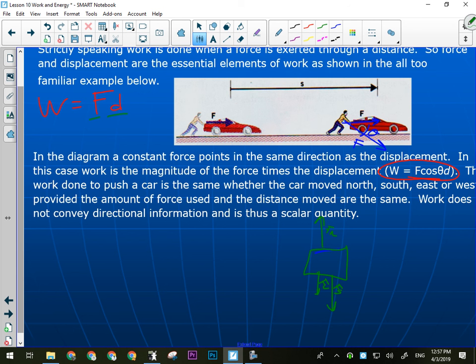Okay, if I do work on something, from my perspective, that's negative work because I lose the energy. From the perspective of the system I'm working on, that's positive work because it's gaining that energy. Does that make sense? Okay, but other than that, there's no direction on work or energy.